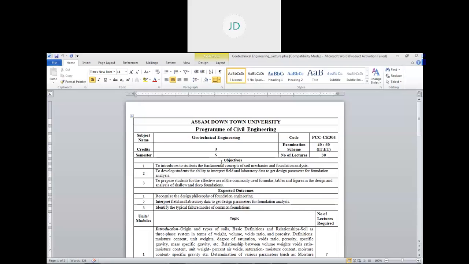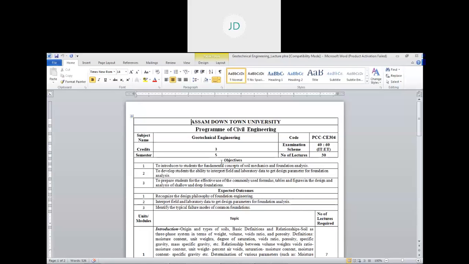That means we have to go thoroughly to know the soil. What is the type of the soil? What is the site condition of the soil? How will it behave now, during the construction, and after the construction? So we are going to study about that.